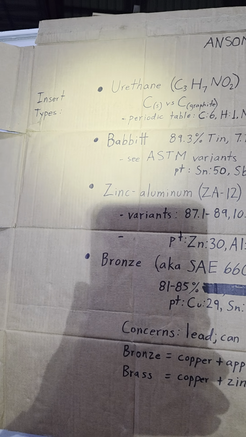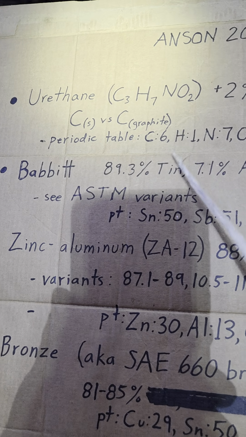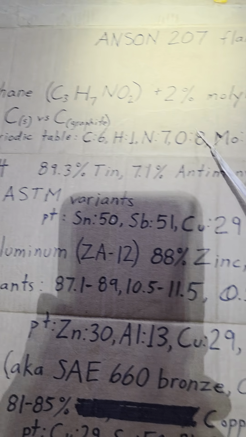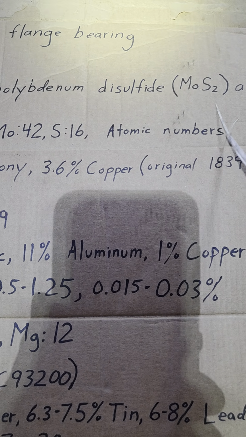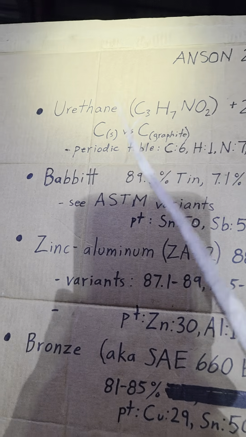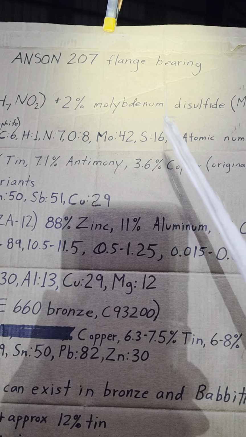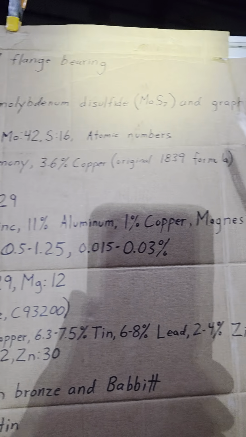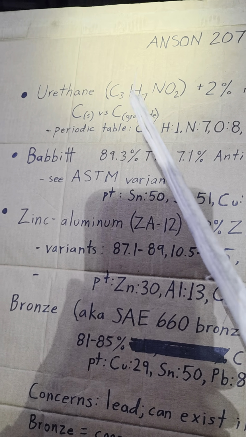We're gonna go over the insert types. There's 3 more, but we just covered urethane right here. That's the black stuff in between the red. Okay, that's your middle in your Oreo cookie. So again, it's urethane, not polyurethane. Urethane, molybdenum disulfide, and graphite. Only 2% of that. 98% of that is urethane.